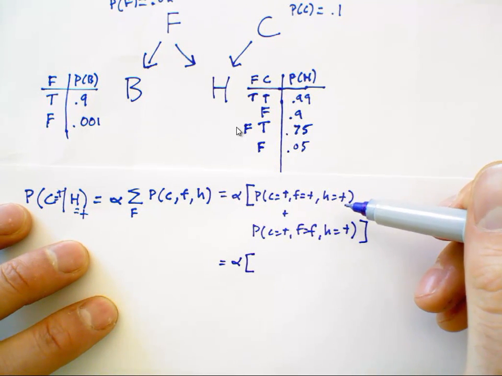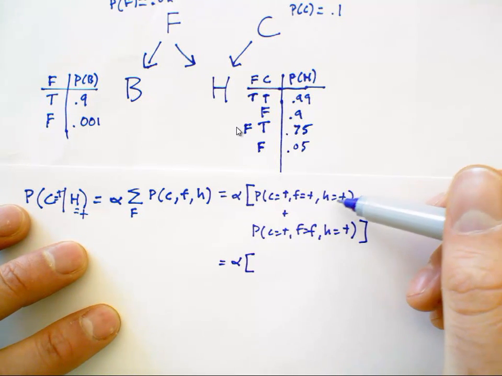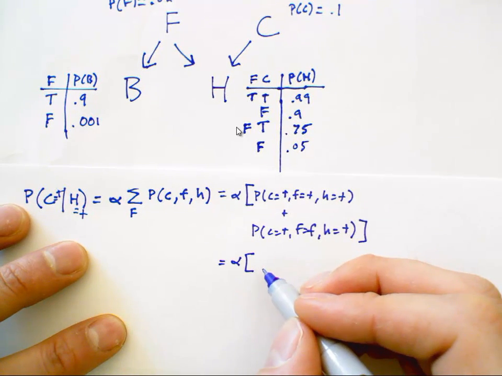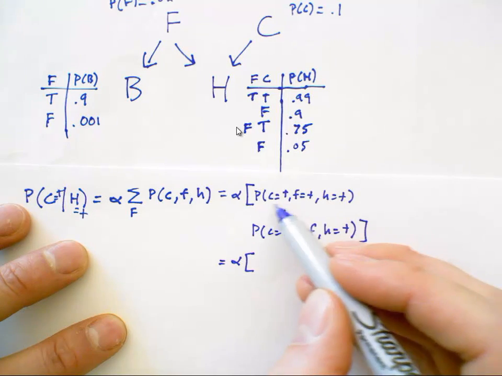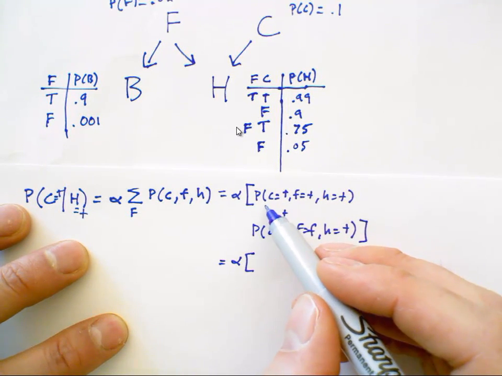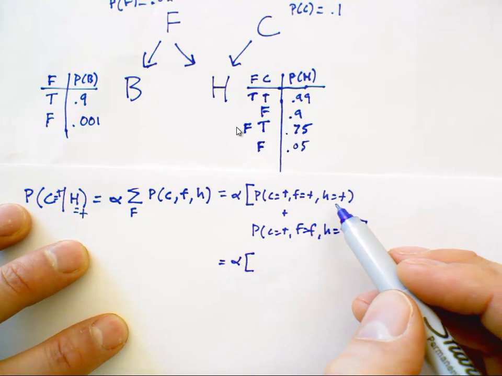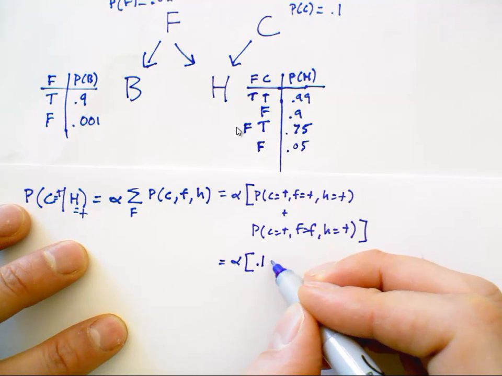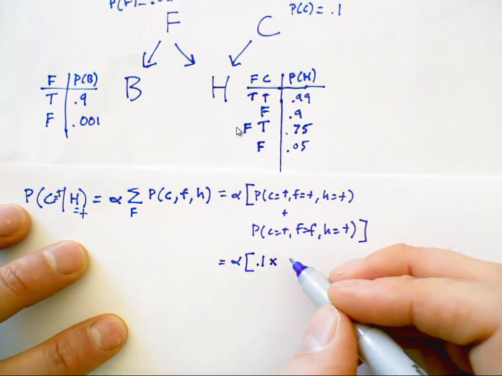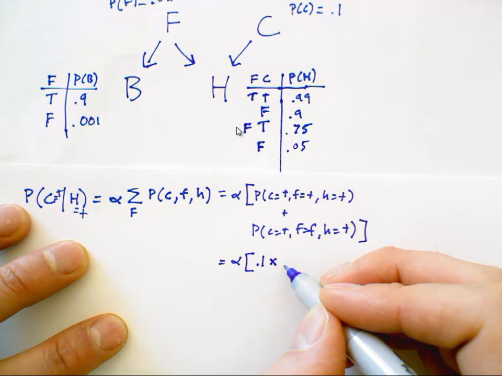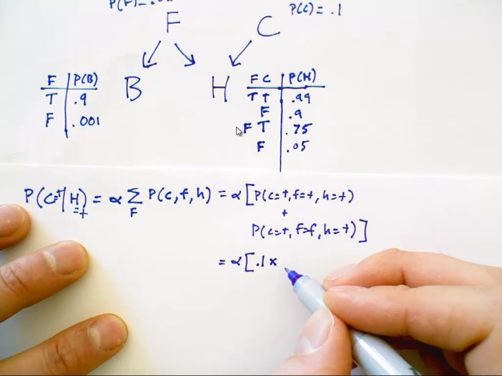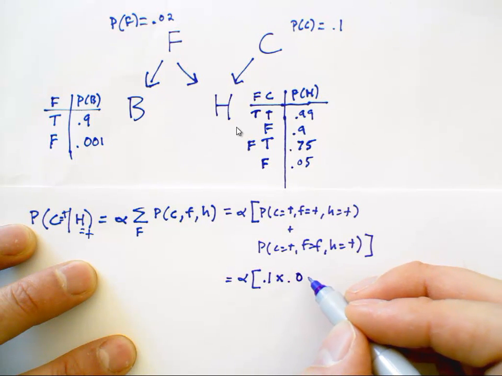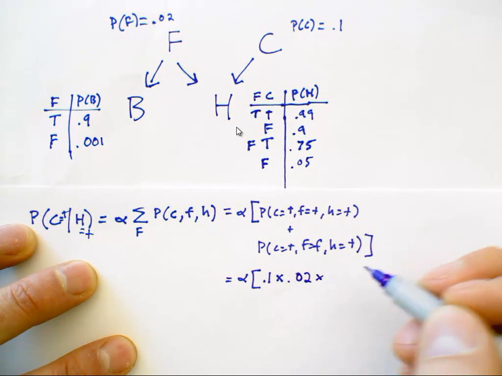Who gets to go first? How about Adam? Adam, tell me how to compute this joint right here. All right, so we're going to go to the table. The probability that C is true, F is true and H is true. Right, so C is 0.1. Exactly, so it's 0.1, and the probability that F is true is 0.02. And the probability that H is true, given that C is true and F is true, is 0.99.